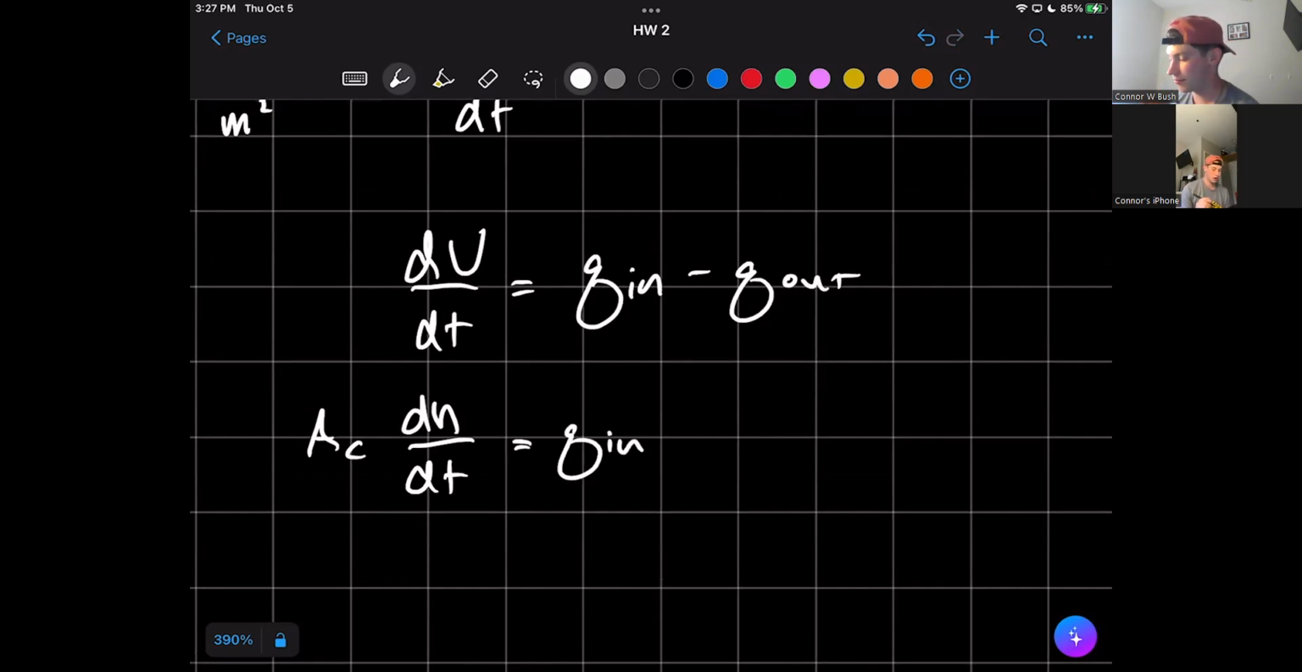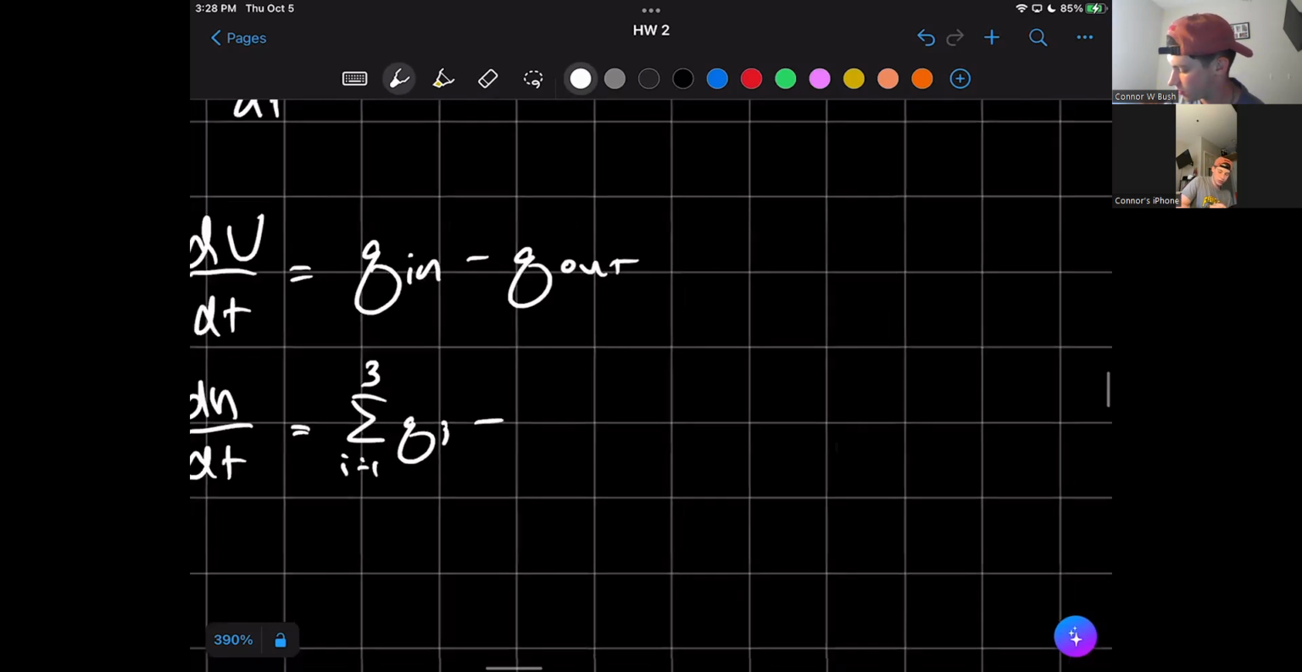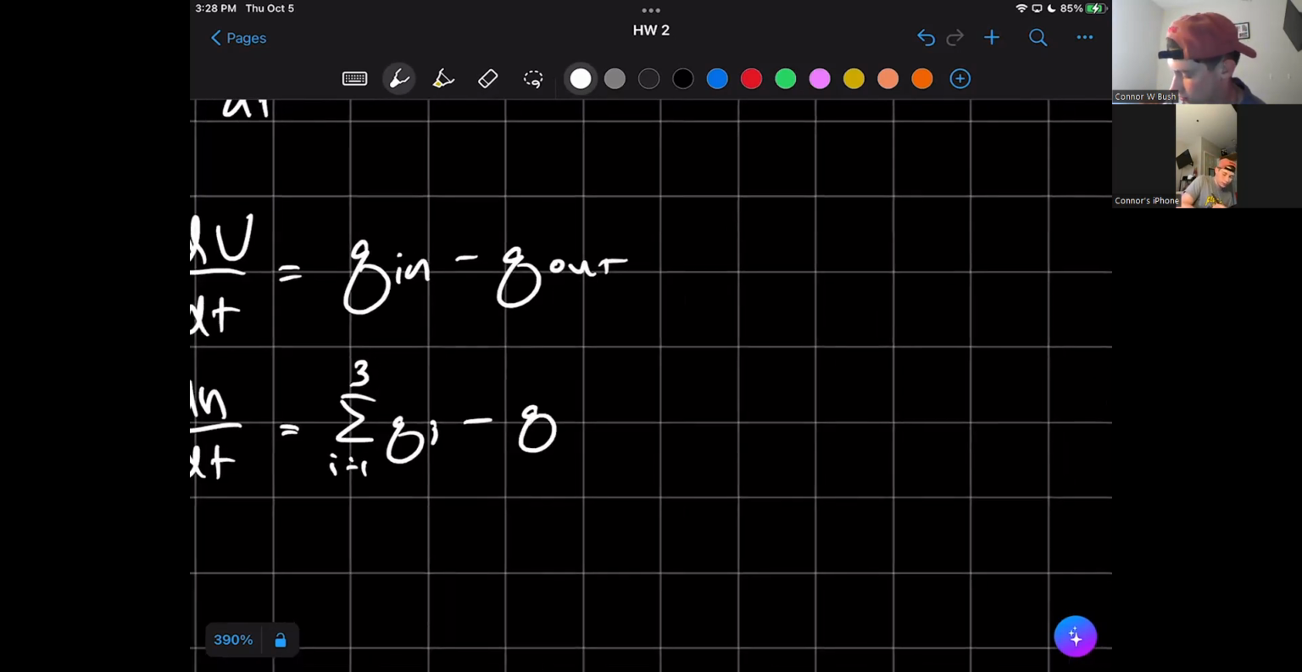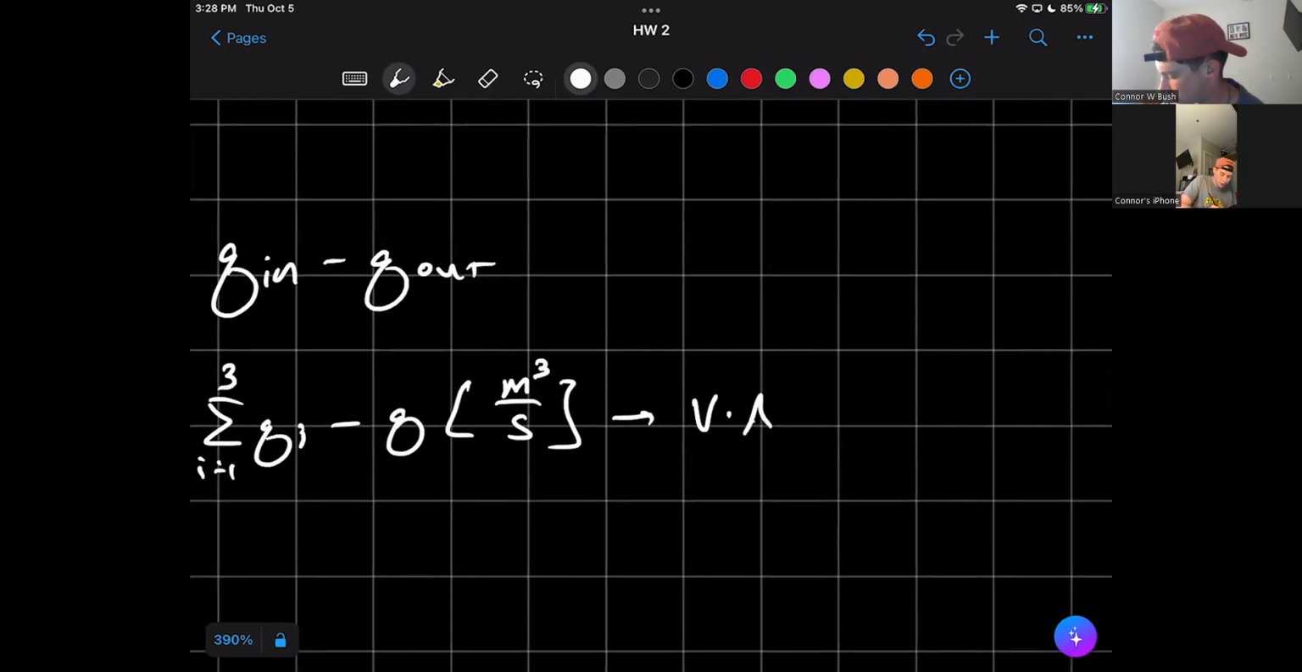We know our flows coming in. Since we have 3 streams, we're going to have to do a summation from 1 to 3 of these flows. The great thing about this is that we can change this number however we want to accommodate however many streams that we will have. We need an expression for Q out. We know that Q out, or just the flow rate in general, has units of meters cubed per second. We can get that by multiplying a velocity by area, in this case the area of the hole.